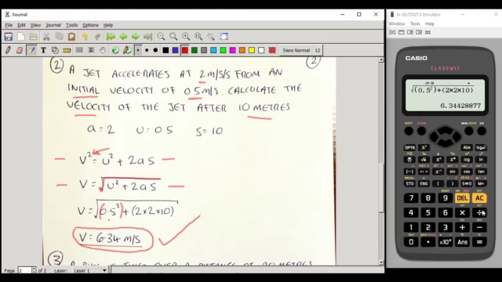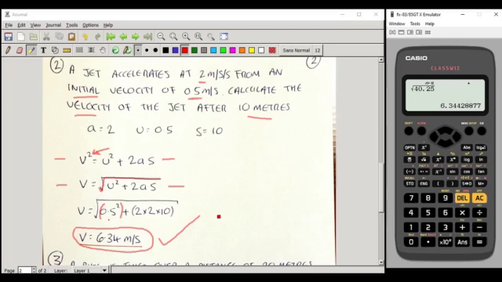I mean, you could have done this. Look, we could have worked this out, couldn't we? We could have done 0.5 squared plus 2 times 2 times 10. We could have done it that way. That equals 40.25 and then square root 40.25. Same answer, look. So it's up to you which way you want to go.